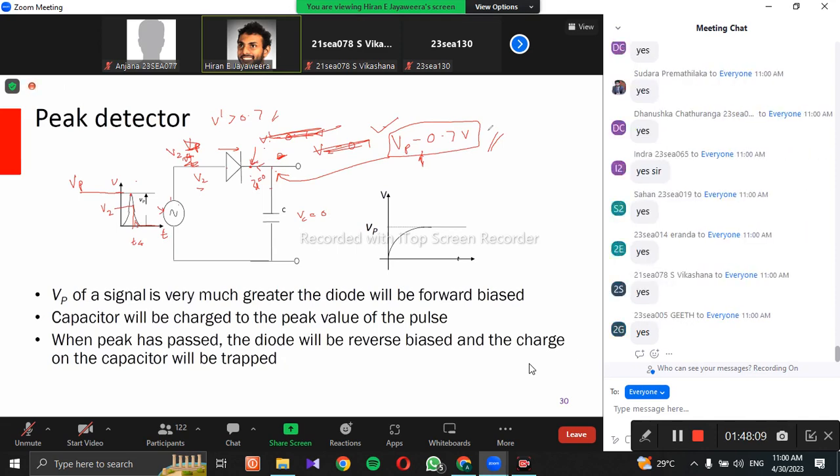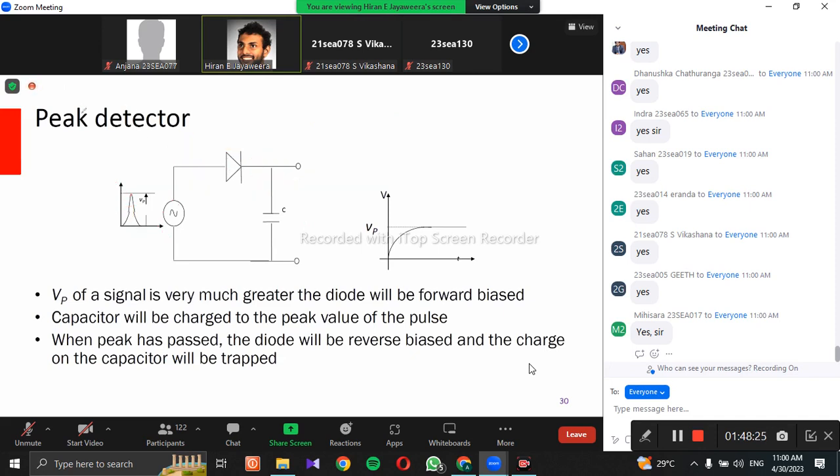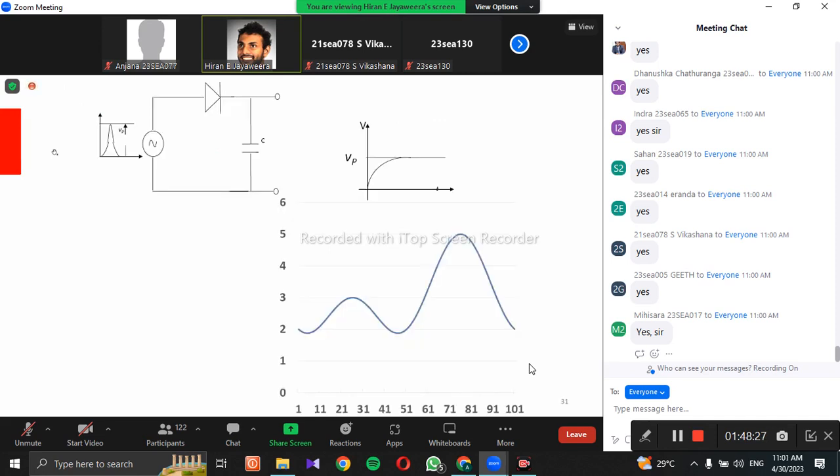So if you really want to see the peak voltage, you measure the capacitor voltage and add 0.7, and you get the peak voltage. So again, in this case also, the diode works as a closed and open circuit. I'll take one more minute, although my time is exceeding.